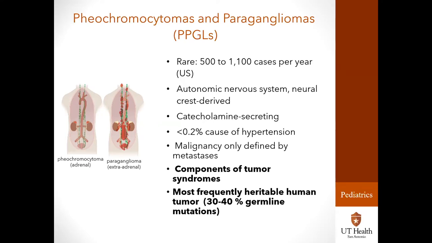Malignancy in pheochromocytomas and paragangliomas, which I'll refer to for short as PPGLs from now on, occurs in approximately 15% of the cases and can only be defined by the presence of metastasis, which makes it a late diagnosis. Uniquely, these tumors are often components of various hereditary cancer syndromes, and they are the most heritable of all human tumors. Approximately 40% of them are associated with an inheritable germline mutation.